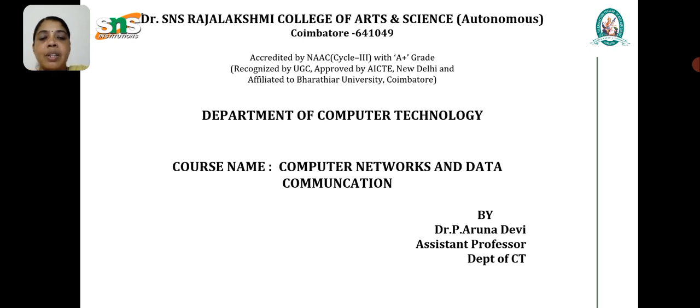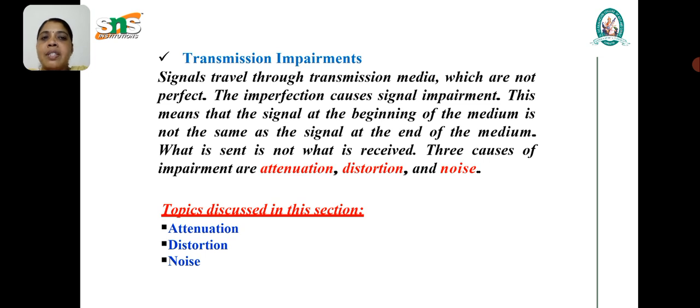Let me see the transmission impairments. The definition: the signal travels through transmission media which are not perfect. The imperfections cause signal impairment. Signal impairment means there may be an energy or packet loss while transmitting the information. This means that the signal at the beginning of the media is not the same as the signal at the end of the media. The sender sends the information, but the receiver cannot receive the same information that the sender sent. Due to some causes, it is called impairment. Attenuation, distortion and noise are the three main impairments of transmitting the information. Today we are going to see what attenuation, distortion and noise are.